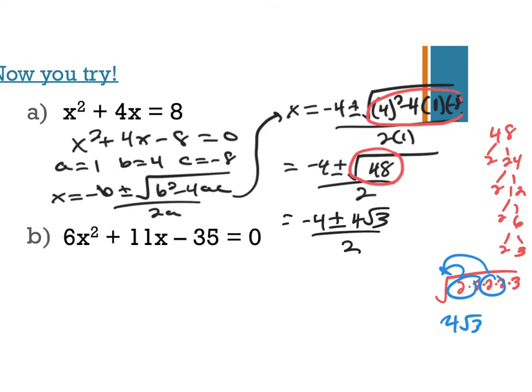And then now recognize these coefficients are all even numbers, which means you can divide them out by 2. And so my final answer, you might most likely see on Canvas, would be negative 2 plus or minus 2 square roots of 3.